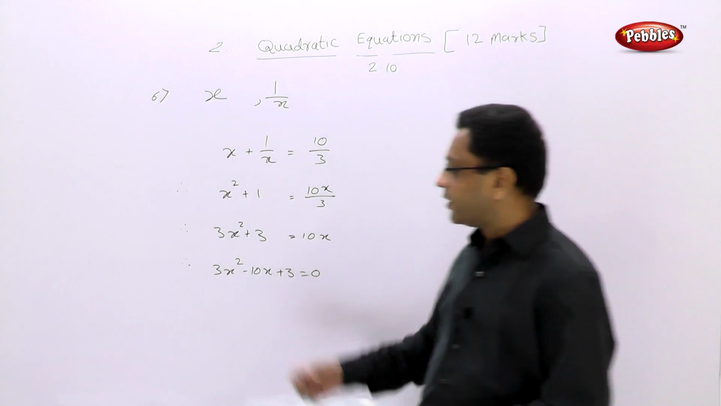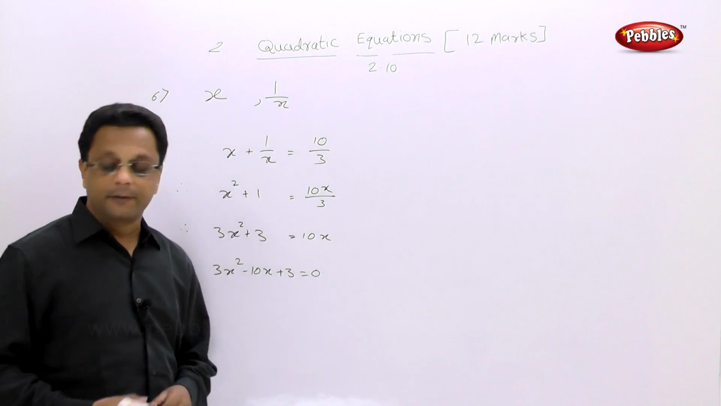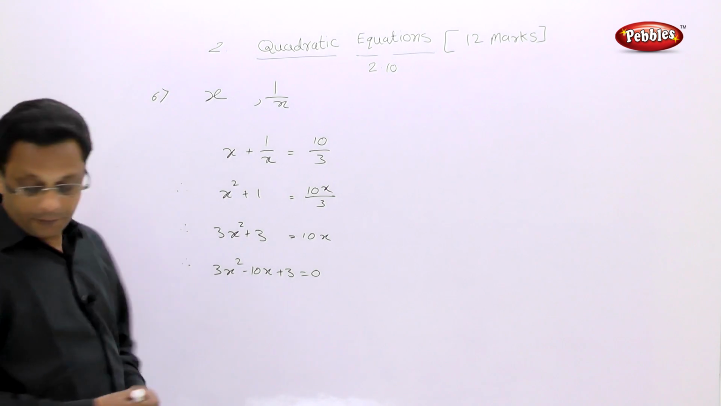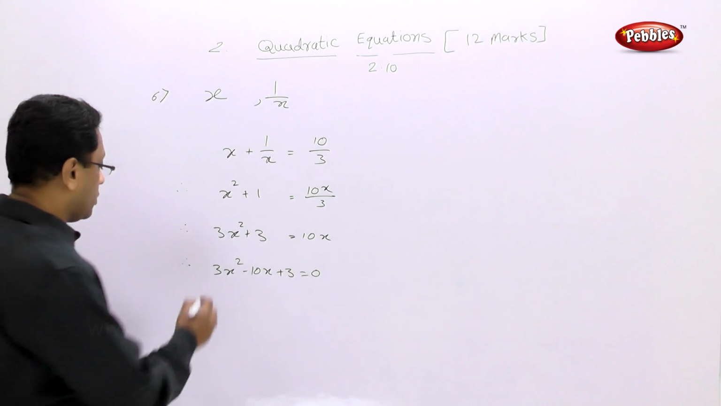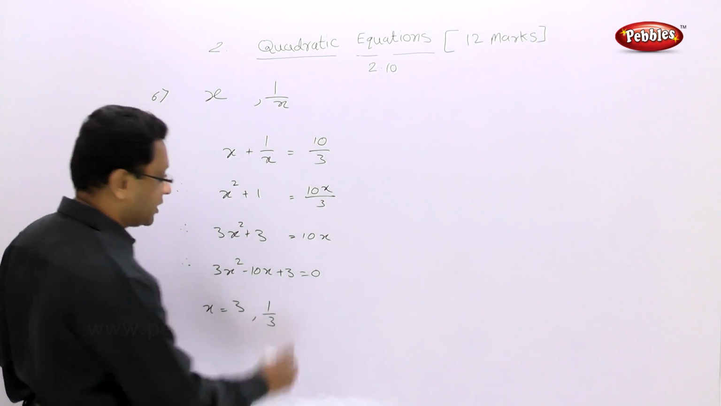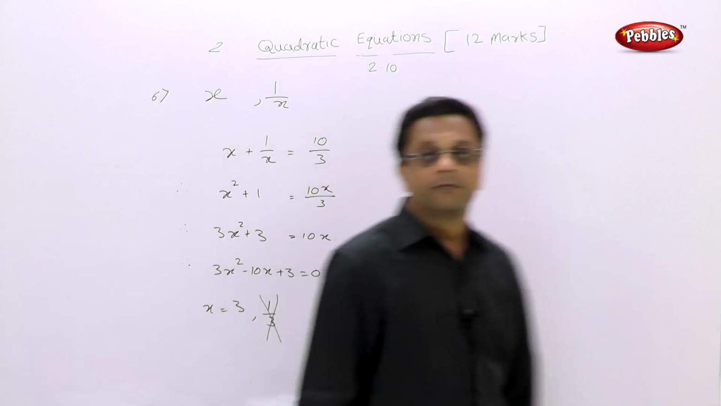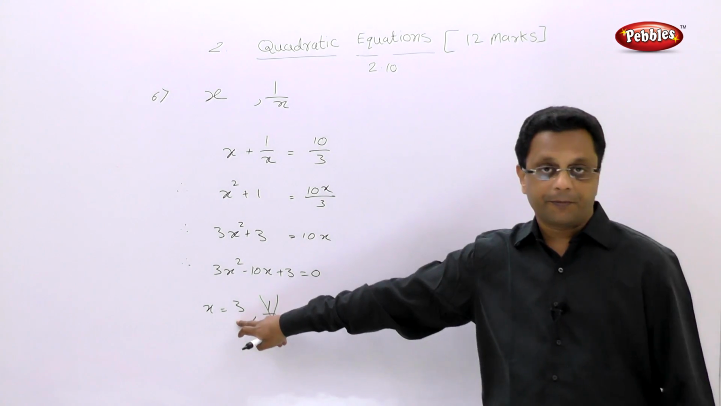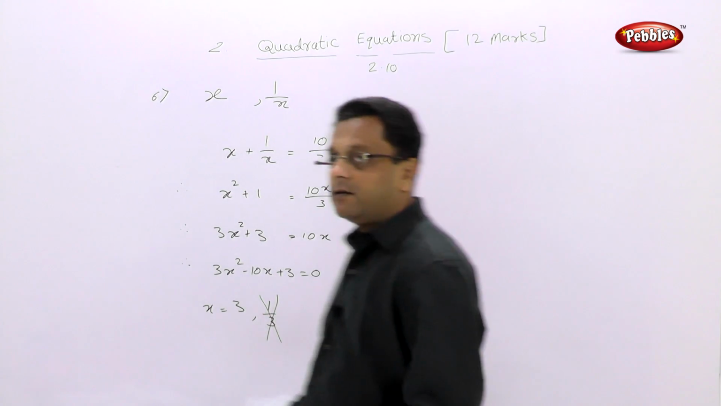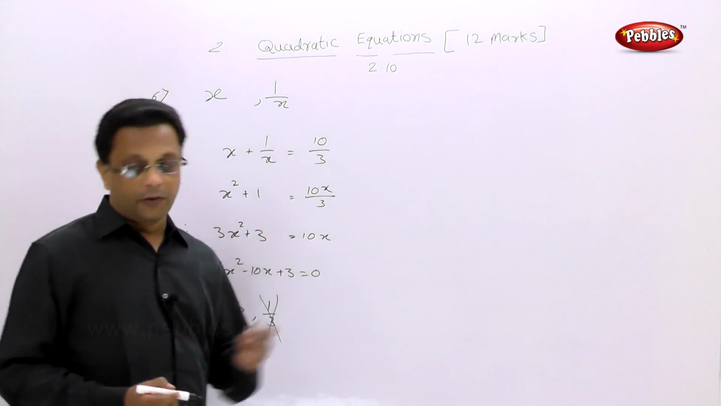Let us find the value of x. Pause your video now and find the value of x. The answer is x equal to 3 and 1 by 3. As you know, 1 by 3 is not a natural number, so the answer is 3. So you can say that as an answer the required number is 3.